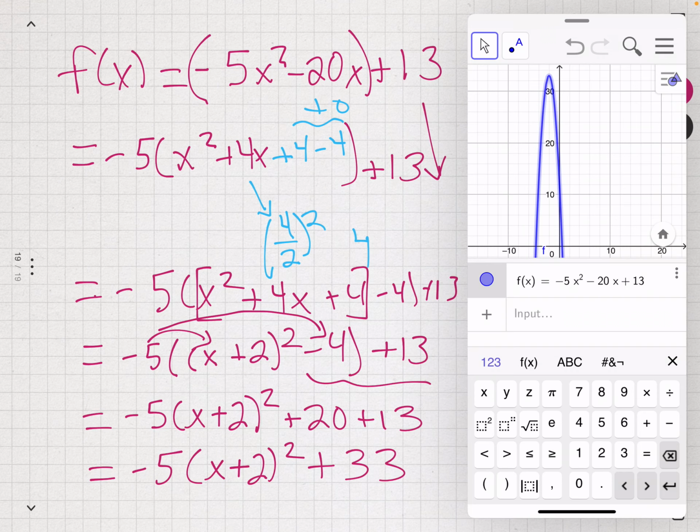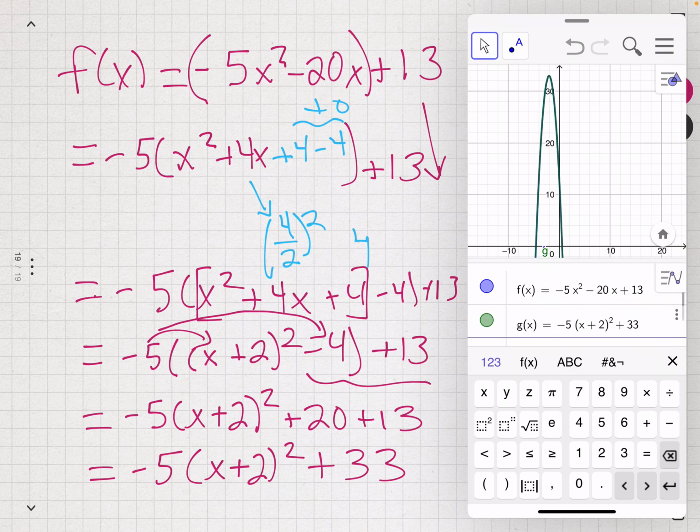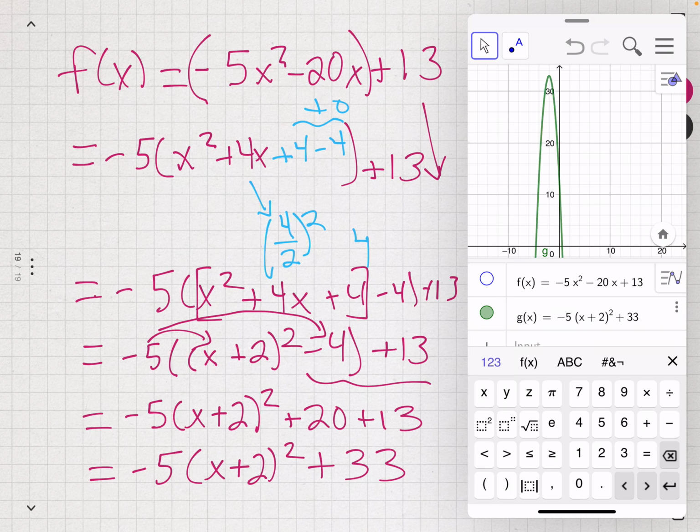And now remember, we don't know that 13 is our k value, right? Because it's not in standard form. So first, let's compare it with our standard form. Negative 5, parenthesis, x plus 2 squared, plus 33. And our two graphs do, in fact, coincide. See, if I turn off this blue one, you can see the green one there, and if I turn off the green one, you see the blue one. And now we see that's pretty believable.